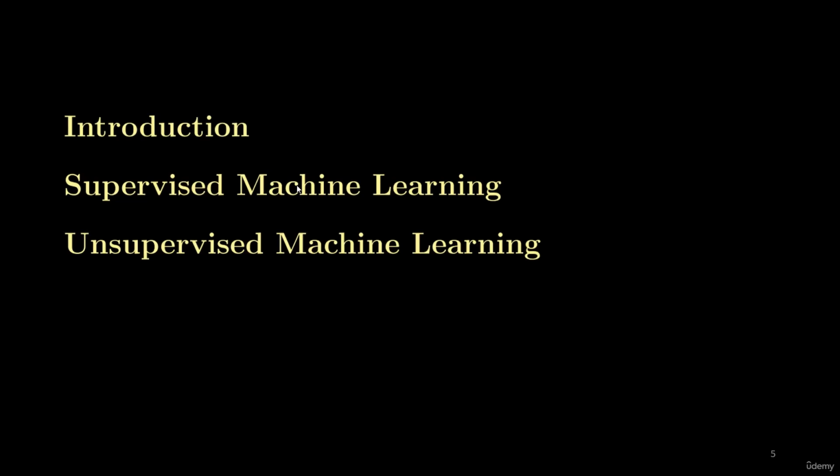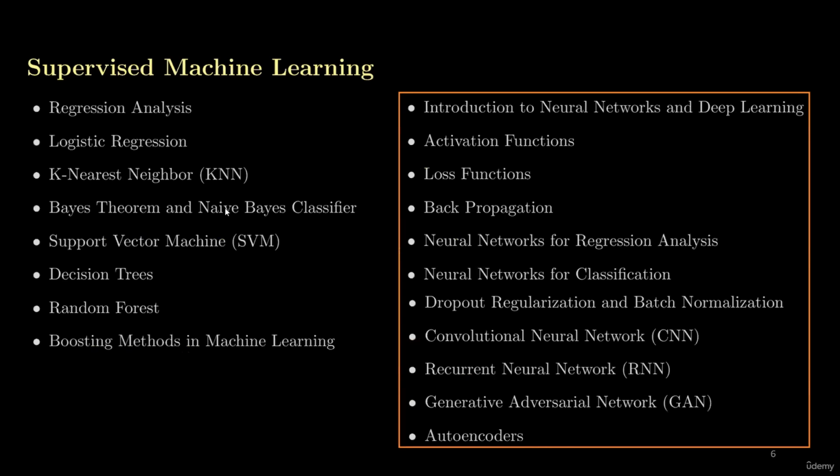Click on supervised machine learning. If I click on supervised machine learning, I have these 19 sections. So we will start with regression analysis, then logistic regression, and the 8th section of this component is boosting methods in machine learning. So the first 8 sections of this supervised machine learning component belong to classical machine learning. Then the deep learning part of the course starts.